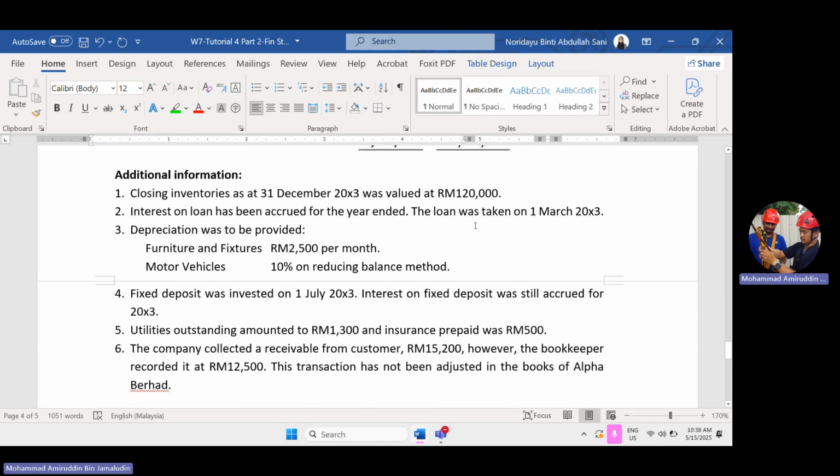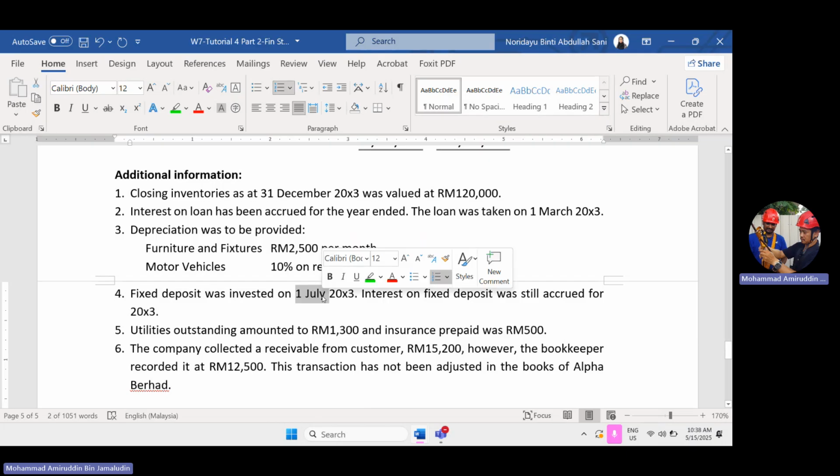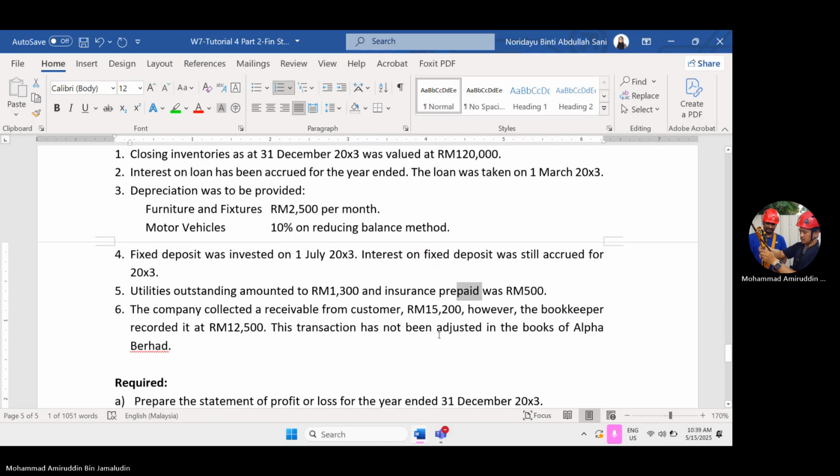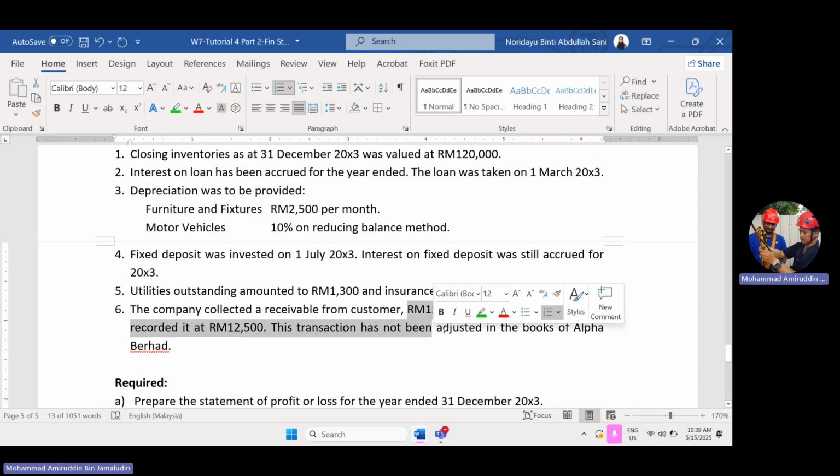The next question is similar to the past two questions. Closing inventory, interest loan accrued, depreciation not yet computed. Be careful with the reducing balance method. Okay? Fixed deposit still accrued, interest received. Utility still outstanding, so you have to plus in your SOPL. And then this year is insurance prepaid, so you will minus inside your SOPL. Bookkeeper recorded 12,500. This transaction has not been adjusted. This one, like your, I think week 2, correction, right?